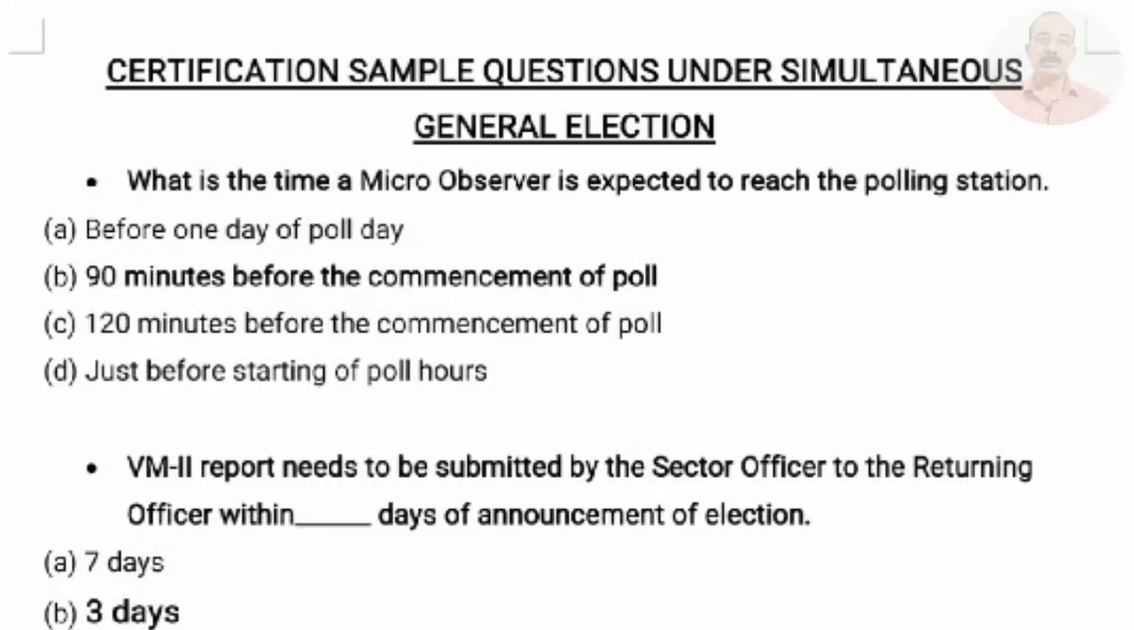Certification sample question with answer. Question number 1. What is the time a micro observer is expected to reach the polling station? Correct answer option B, 90 minutes before the commencement of a poll.